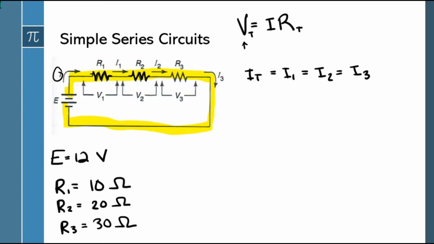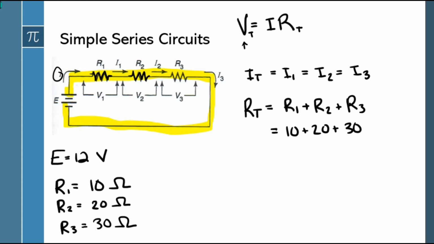The resistance in a series circuit is the sum of all the resistance in line. So the total resistance here is going to be R1 plus R2 plus R3. And if we want to use the numbers we assigned, 10 plus 20 plus 30 equals 60 ohms.